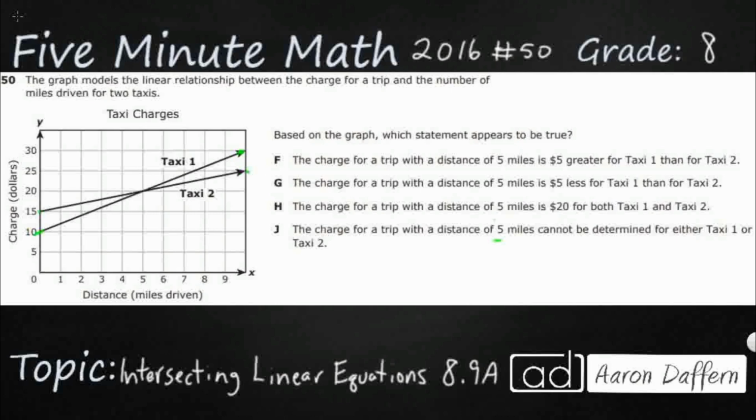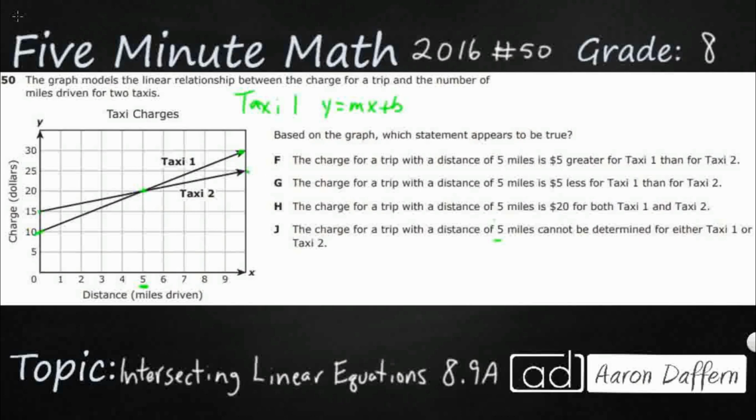We're looking at what happens at 5 miles. Looks like they occupy the same point there at 5 miles. I'm wondering, could it be this easy? Well, let's double check. Let's see if we can figure out what these equations are. We do a lot of that in 8th grade. So taxi 1, we're going to do y equals mx plus b. Let's figure out these equations and see what happens at 5.